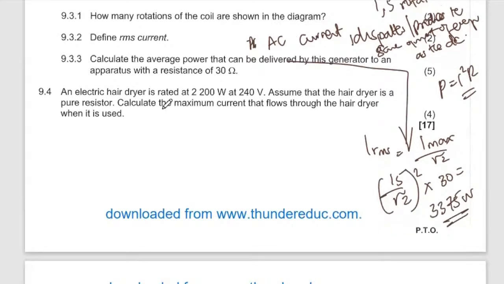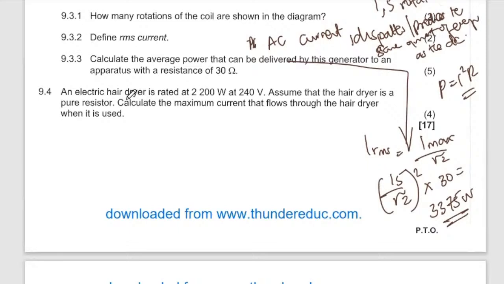Question 9.4 is a hair dryer, not a chair dryer. A hair dryer that is rated at 2.2 kilowatts at 240 volts. Then assume that the hair dryer is a pure resistor. Calculate the maximum current that flows through the hair dryer.